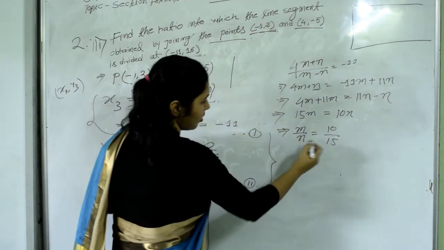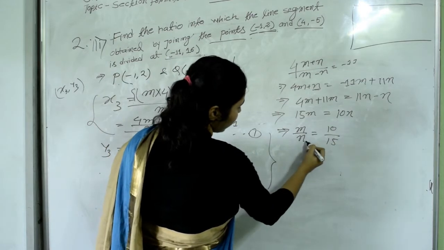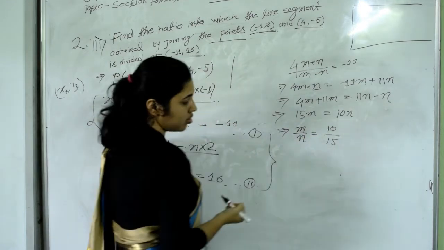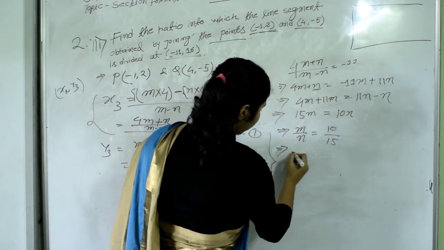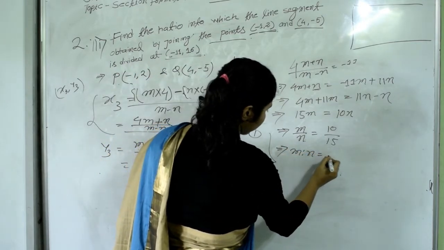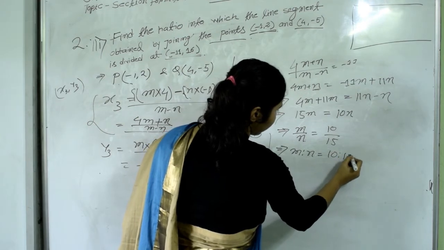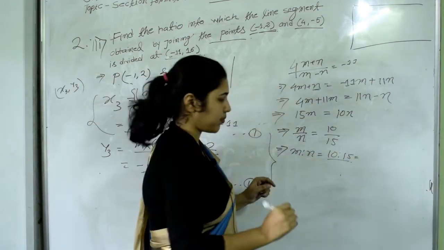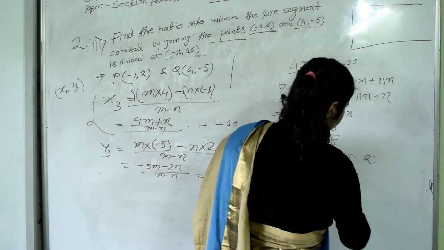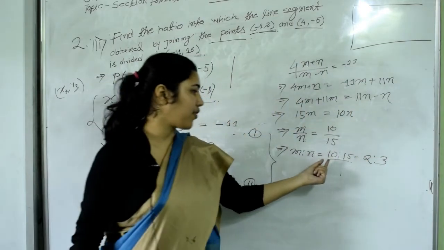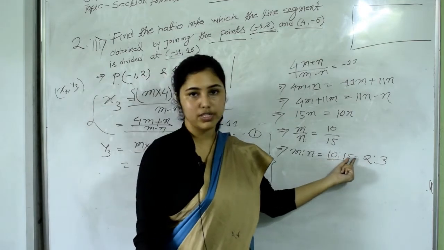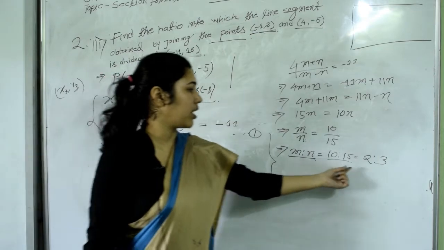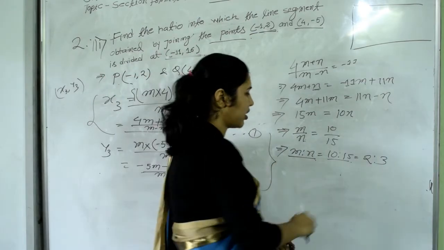Now check by cross multiplying. We will get here 15m equals 10n. Okay? Which implies m is to n equals 10 is to 15. Again reduce. 10 is to 15 equals 2 is to 3. Divide by 5. 5 2s are 10 and 5 3s are 15. Which means the value of m is to n equals 2 is to 3.